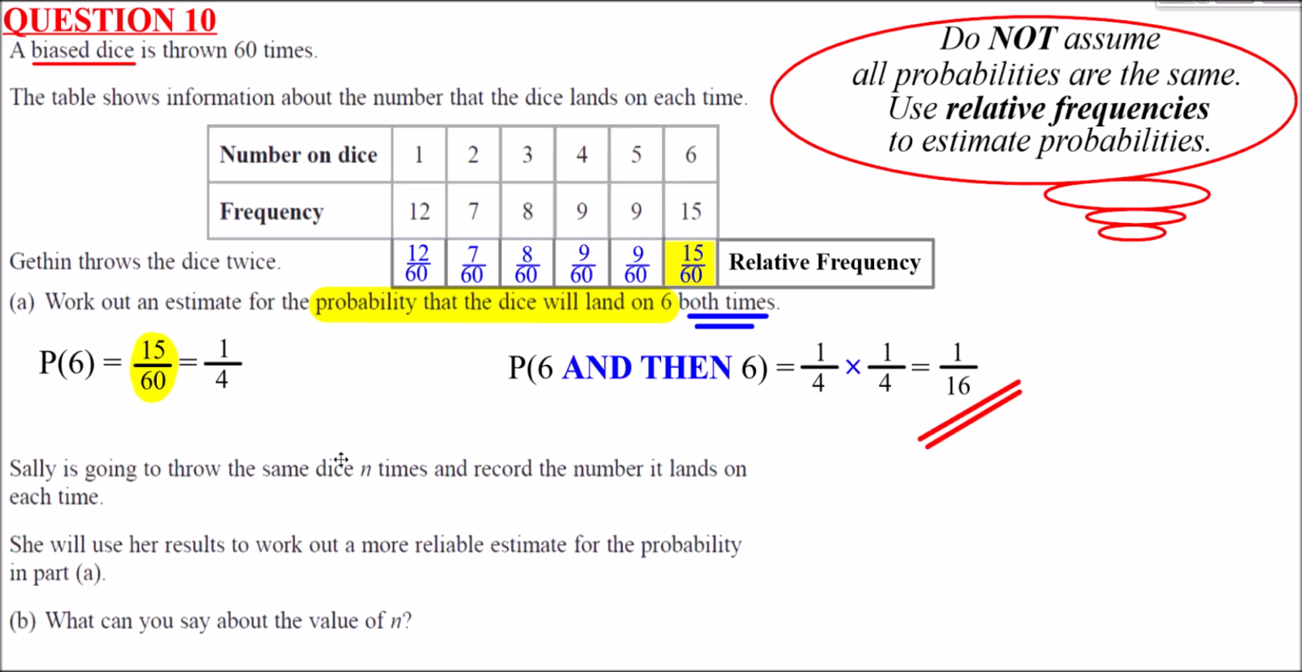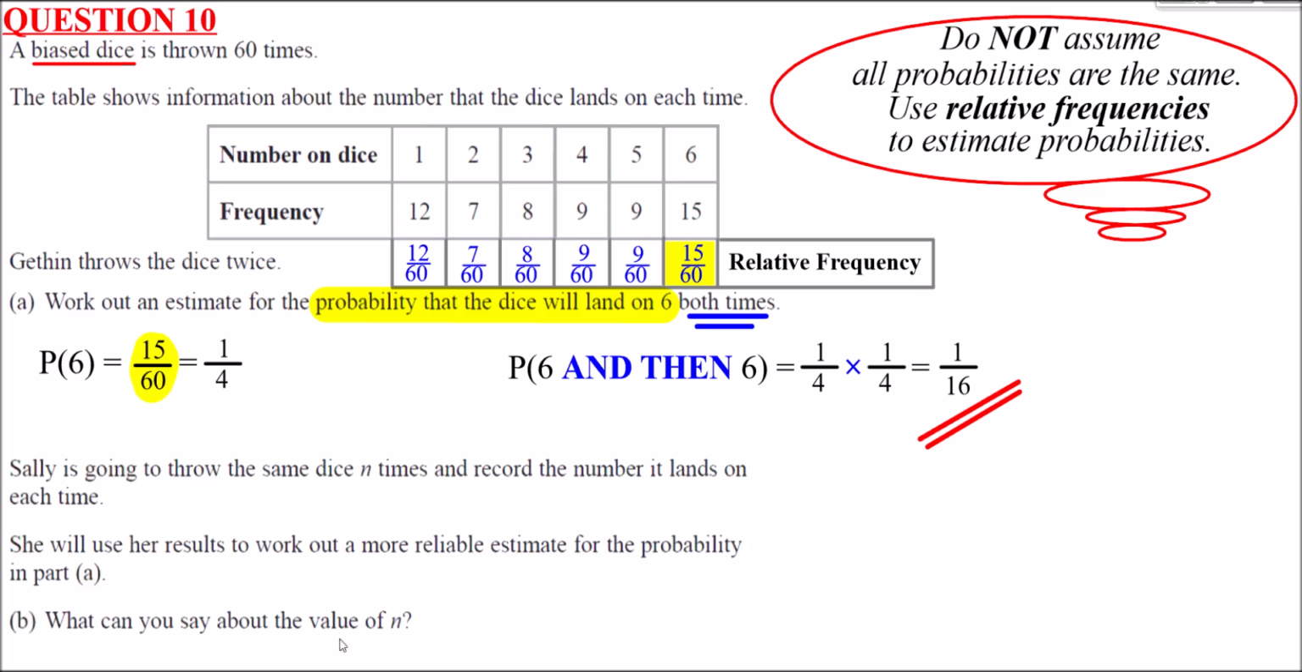Sally's now going to throw the same dice n times and record the number it lands on each time. She will use her results to work out a more reliable estimate for the probability in part A. So what can you say about the value of n? Well, if she's going to do an experiment, it's going to be more reliable the more the number of trials is increased. So if her results must be more reliable, she'll need to roll it more than 60 times.